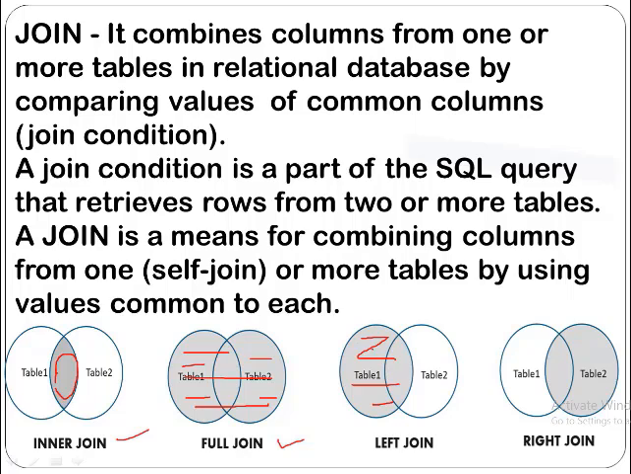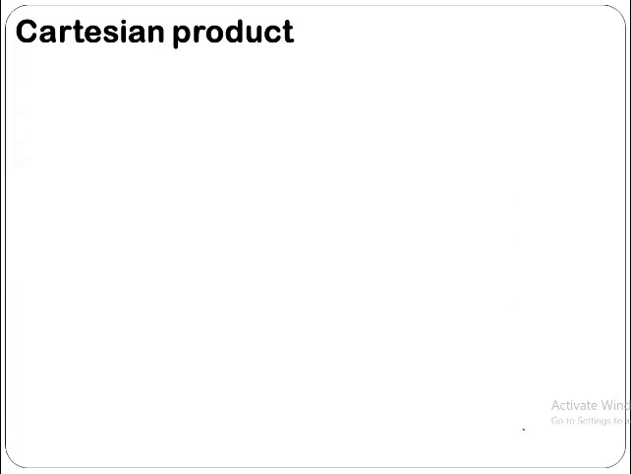Then left join, records of table 1 are taken, and in right join records of table 2 are taken. So these are 4 different joins.